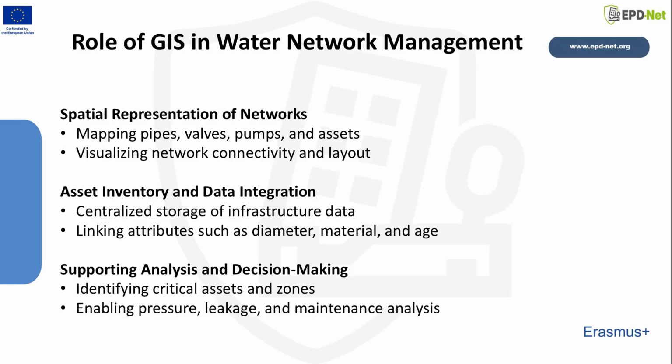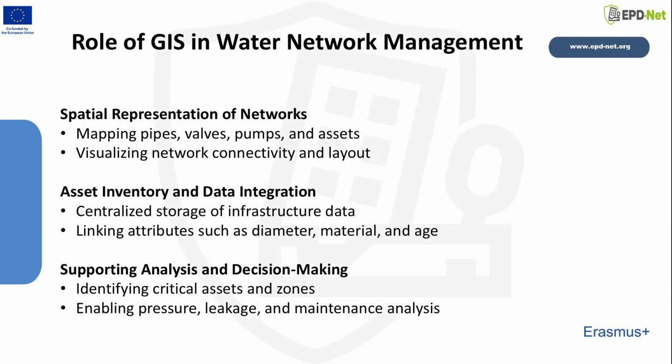Geographic information systems play a central role in the management of urban water networks by providing a spatial representation of infrastructure assets. This enables pipes, valves, pumps, reservoirs, and other components to be mapped accurately and viewed as a connected system rather than isolated elements. In addition to visualization, this supports asset inventory and data integration. Infrastructure attributes such as pipe diameter, material, installation year, and condition can be stored and linked directly to spatial features.